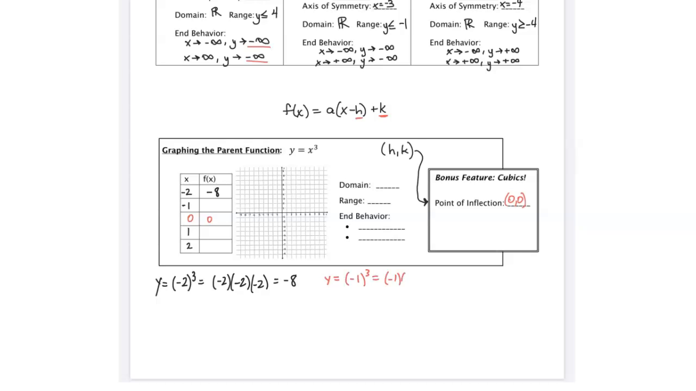That's equal to -1 times -1 times -1, which is equal to -1. So this is -1. The next one, you have y equals 1 cubed, which is 1 times 1 times 1, which is 1. And then the last one, we have y equals 2 cubed, which is 2 times 2 times 2, which is equal to 8. So this is 8. Lastly, or next, we'll plot our points.